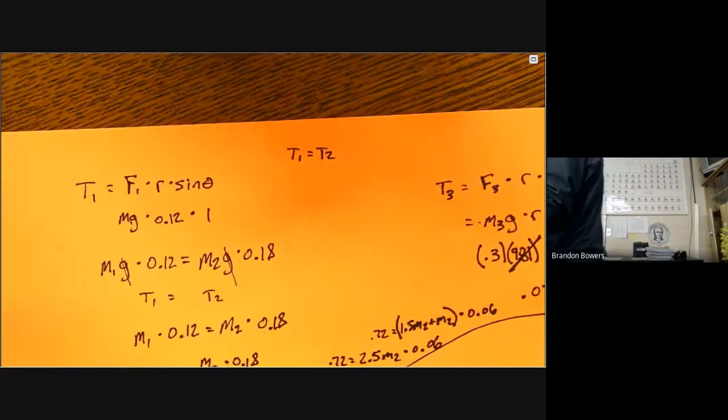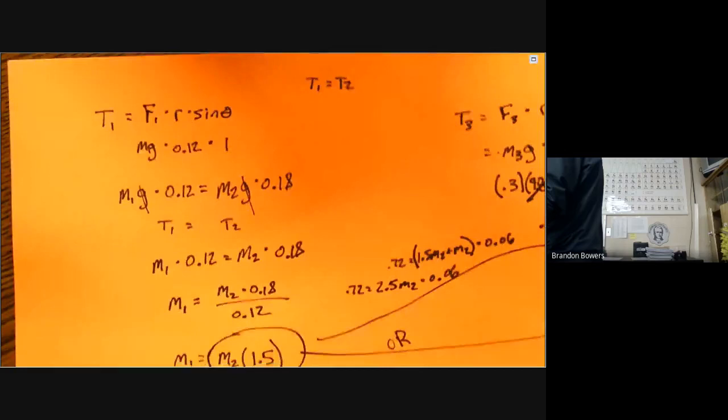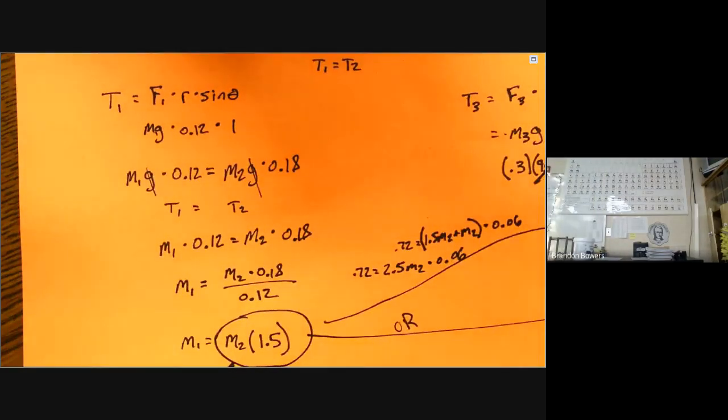So what you had to do was set torque 1 and torque 2 equal to each other, okay? When you set torque 1 and torque 2 equal to each other, I got rid of gravity, obviously, because gravity is going to be the same in all of them. And sine of 90 is always going to be 1, right? So that makes life a little easier. So all you have is the mass times the radius in meters is equal to the mass times radius in meters. And then you put it equal to one of them. I chose M1 and I divided 0.12 onto the other side and I got that. Okay, and then when you reduce that, M1 is equal to 1.5 times M2. Does that make sense? Kind of going over it pretty quick.